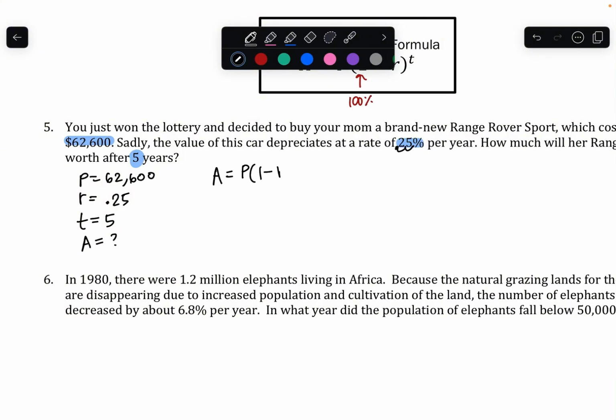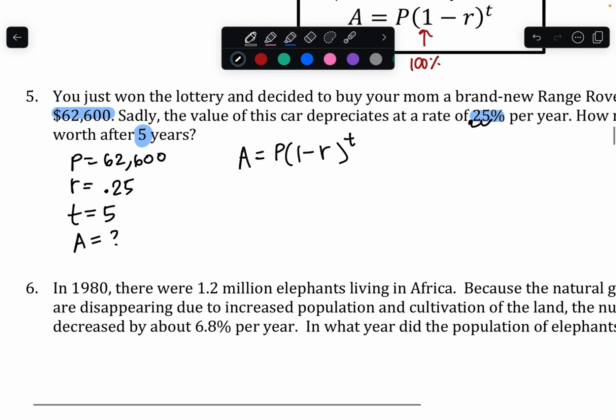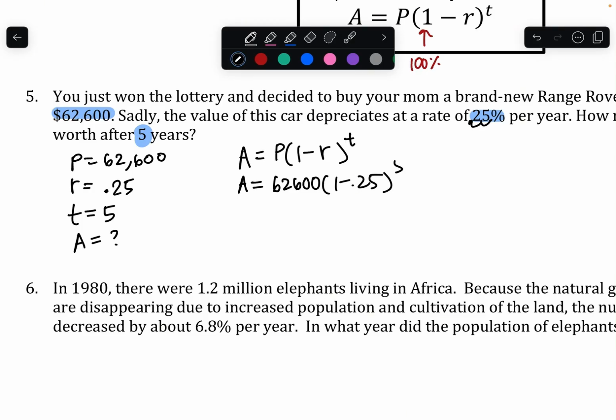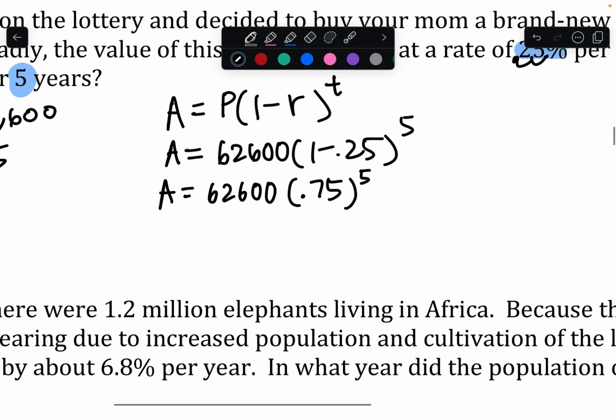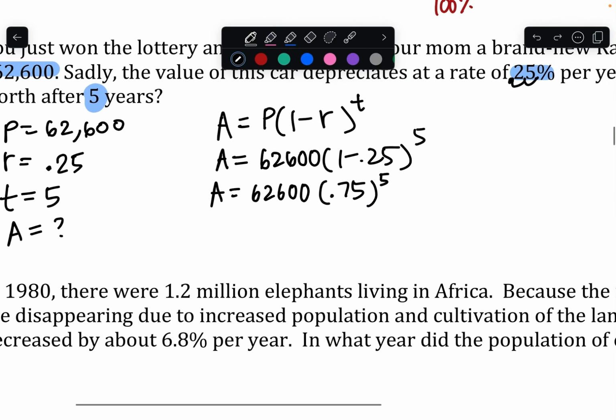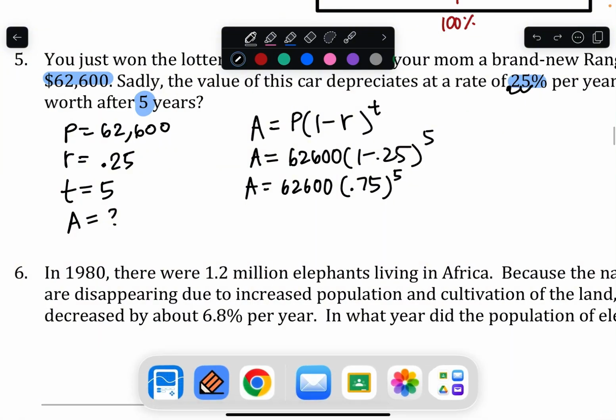Okay, so 1 minus r because of that word depreciation. If you see that on a test, that's going to be your cue to use the minus. And so A is unknown. P is 62,600. 1 minus 0.25 raised to the 5th. If you want to simplify those parentheses, you would see 0.75. And so that shows we're just keeping 75% of the value each year. So it's going to depreciate, and we would just keep multiplying by 0.75 for 5 years.